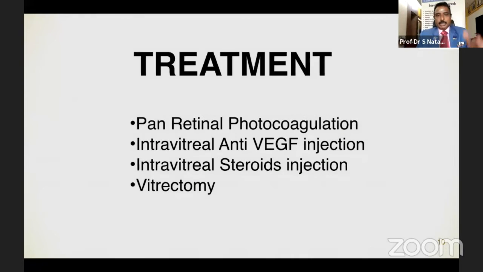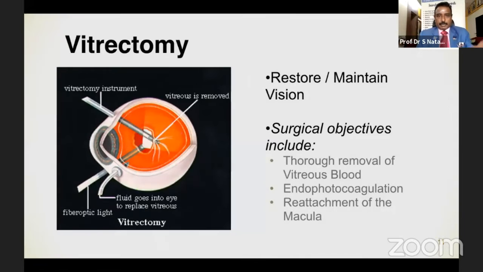can do vitreous surgery. We know all this, but in spite of that, vitreous surgery is required. And vitreous surgery is to restore and maintain vision. The surgical objectives include thorough removal of the blood, endophotocoagulation, and reattachment of the macula.